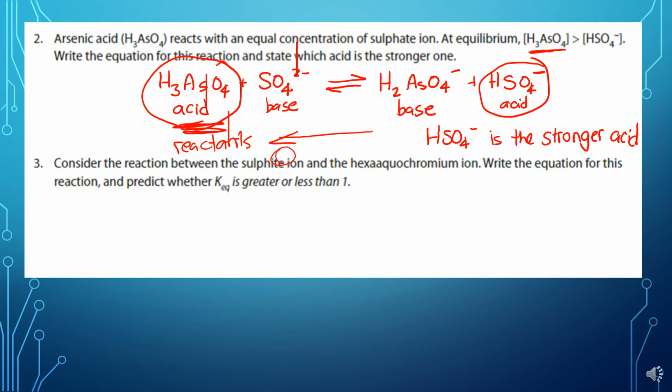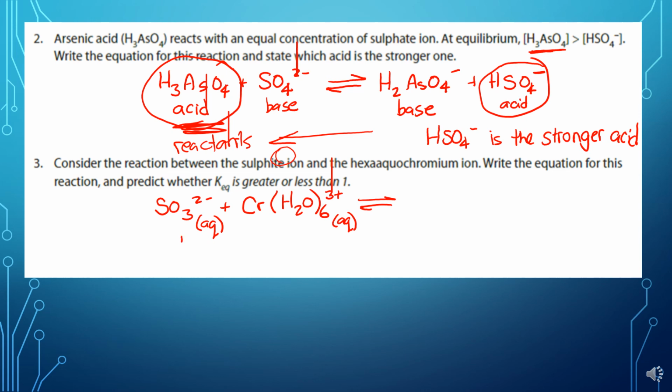Okay, last question in this problem set, we're going to consider the reaction between the sulfite ion, so we're going to take SO3 2 minus, and hexaaquochromium ion. I know this is the first time you've seen hexaaquochromium ion. The formula, you can look it up on your data table. We've got 6 waters that are bound to a chromium with a positive 3 charge. Even though it looks scary, it behaves like all the others. So don't let that throw you off. And we're going to predict whether the Keq is greater than or less than 1.